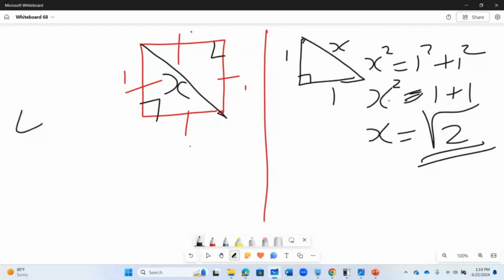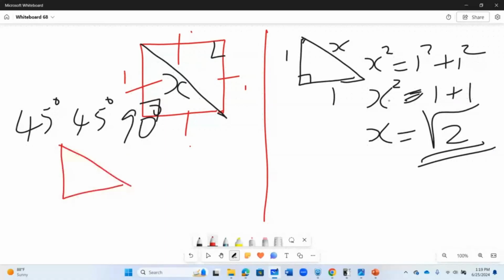So 45, 45, 90 special right triangle. I'm talking about degrees. Let me just bring that triangle here. It's crooked. This is 1, this is 1, this is square root of 2. The 45, 45 angles make it isosceles, so it's an isosceles right triangle.